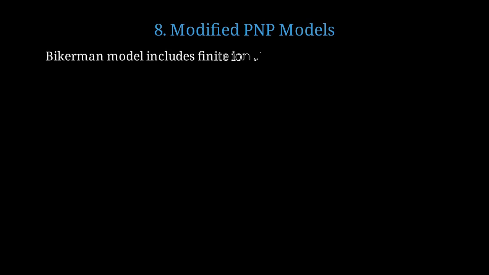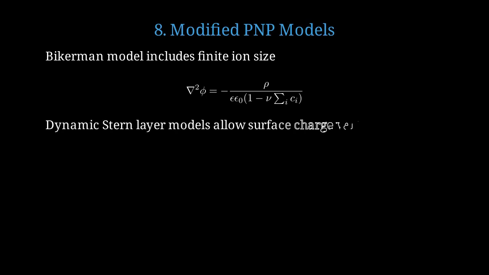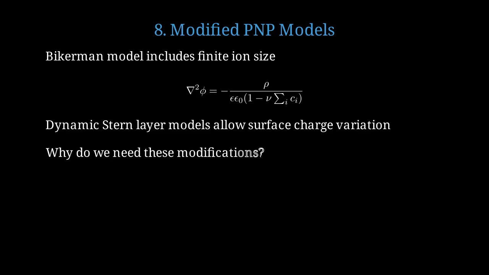The Bikerman model modifies the Poisson equation to account for finite ion size, preventing unphysical ion concentrations. The modified Poisson equation includes a factor 1 minus nu times the sum of concentrations in the denominator, where nu is the ion volume. Dynamic Stern layer models allow the surface charge to vary with local potential and ion concentration, capturing charge regulation effects. You might wonder why we need all these modifications to a seemingly simple model.